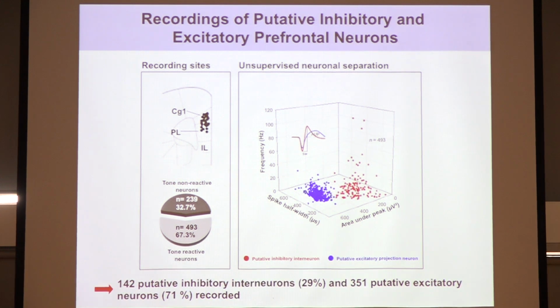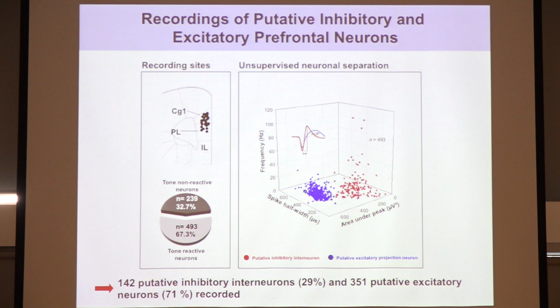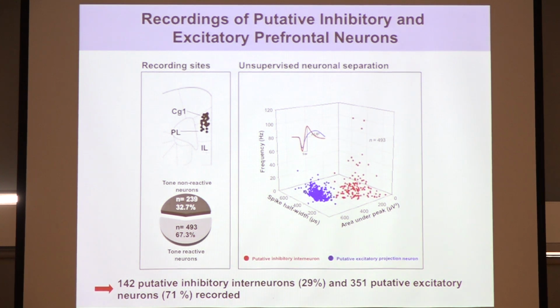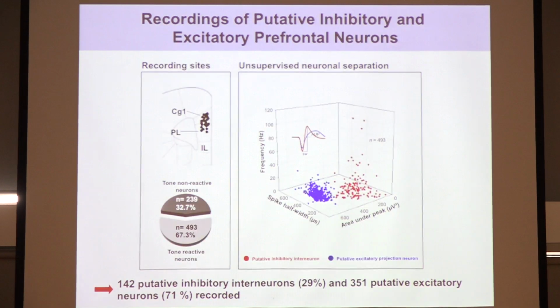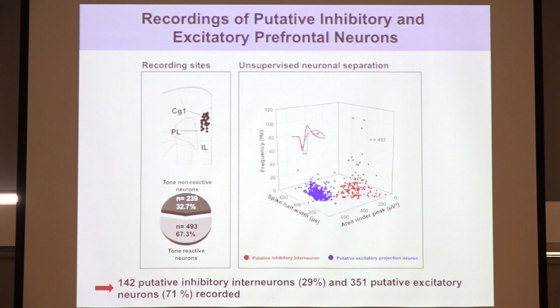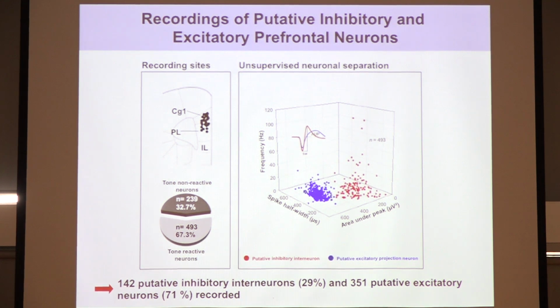So using this strategy, among the 493 tone-reactive neurons, 29% were classified as putative inhibitory interneurons, and the remaining were classified as excitatory neurons. And this roughly corresponds to what has been described in the literature about the proportion of excitatory and inhibitory neurons. For this particular study, as I said, we focus on the inhibitory interneurons here. And we wanted to know what was the firing pattern of the neurons during behavior.